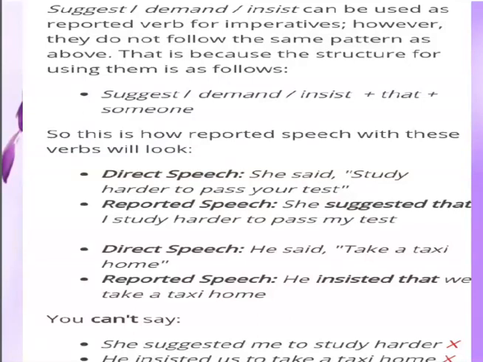The next one: He said, "Take a taxi." It's just like an order. So the kind of verb you use with it is insist. He insisted that we take a taxi home. So take note, for these particular verbs we've been using for the two sentences we had here, you don't say "she suggests me to study harder." No. You say she suggested that I study harder to pass my test. And you don't say "he insisted us to take a taxi home." No, that's wrong. Instead, you say he insisted that we take a taxi home.